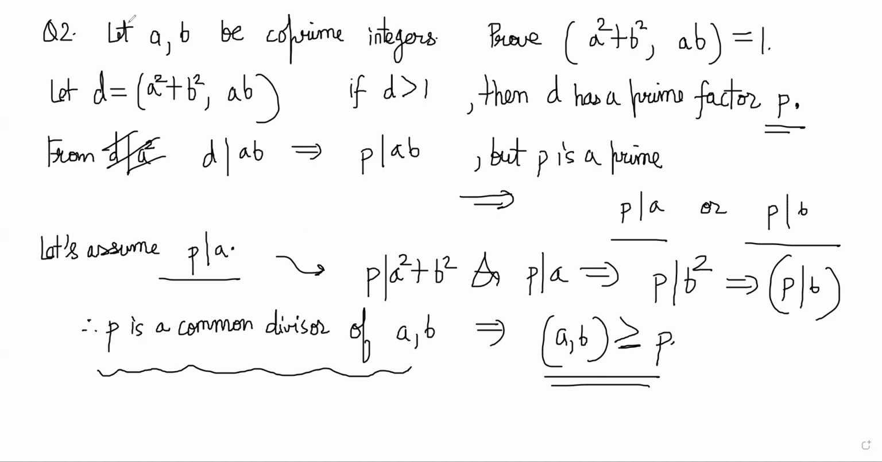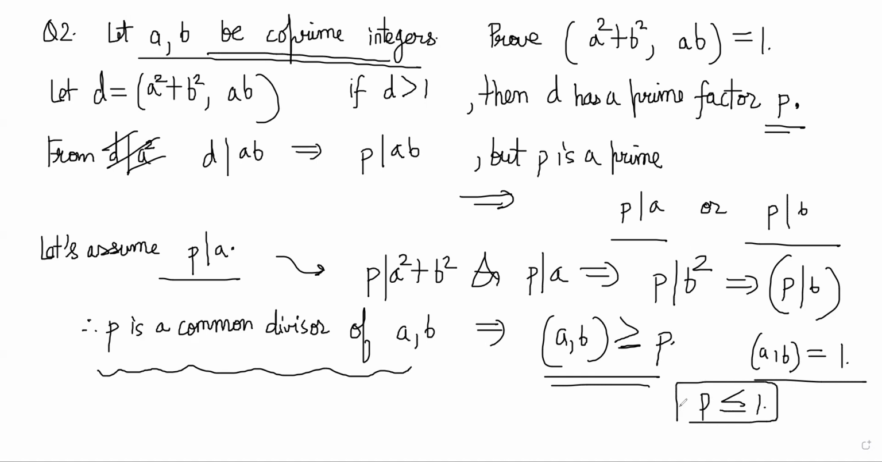The greatest common divisor has to be greater than or equal to p. But it was given in the problem that a and b are co-prime integers, or GCD of a and b was 1. So we have p is less than or equal to 1, which is a contradiction now, right? So we have established a contradiction. D greater than 1 is the wrong assumption because we are getting a contradiction out of it. So D must be equal to 1, right? Okay.